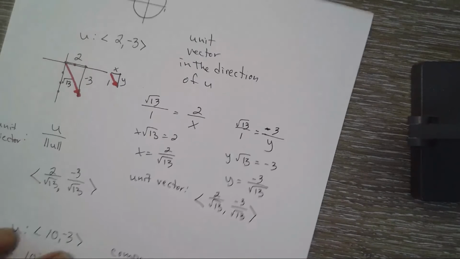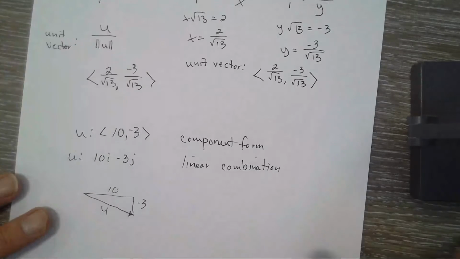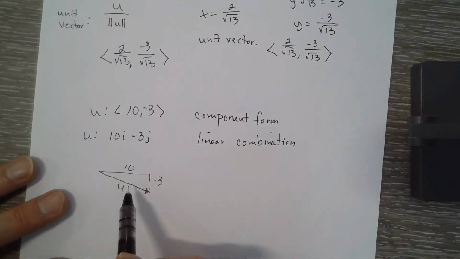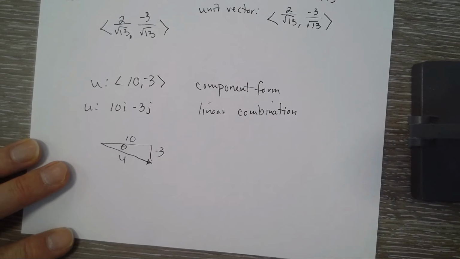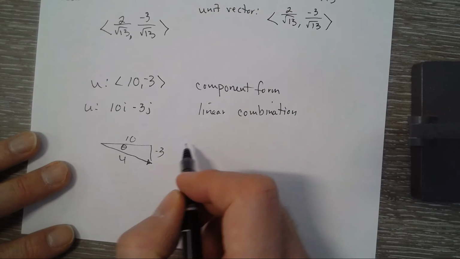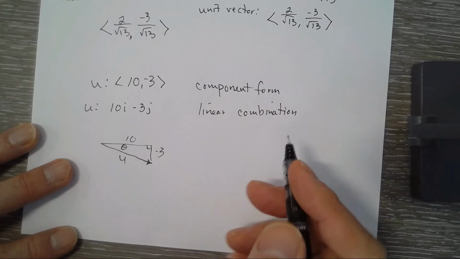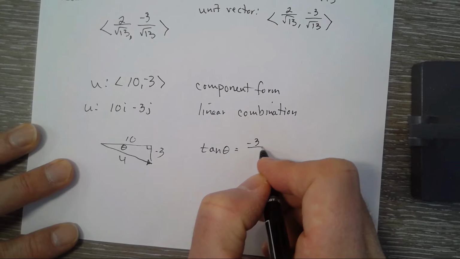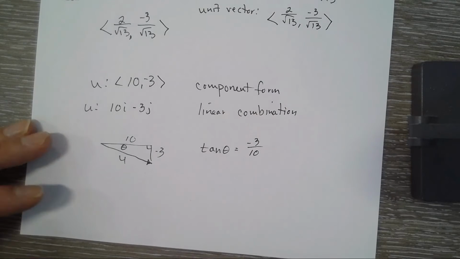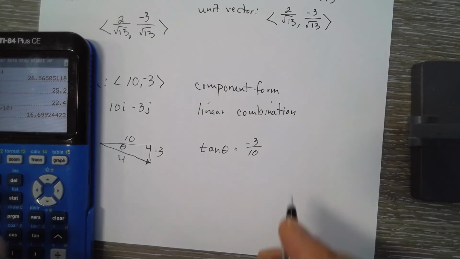Alright, so if I wanted to know the direction of this angle that I just made, I could call that theta. I talked about it in the first video a little bit. We could use some trig. Well, we have two sides: we have opposite and we have adjacent. It is a right triangle, so we can say that the tangent of theta is equal to negative 3 over 10.